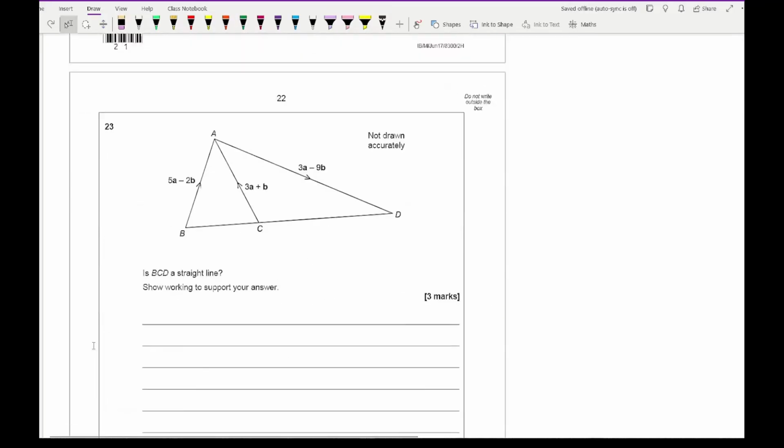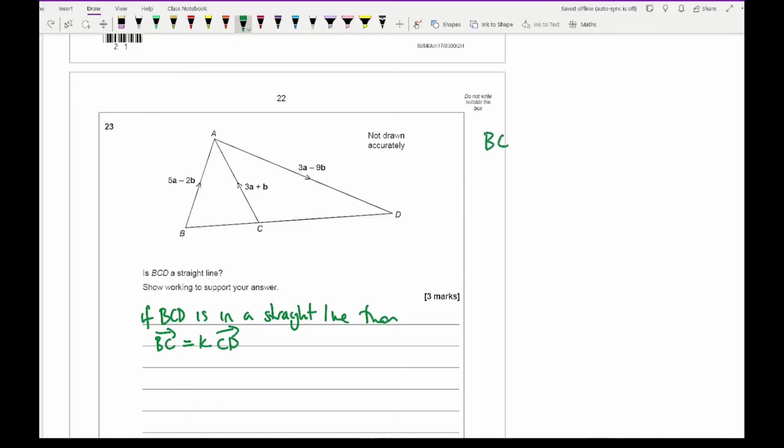Moving on to question 23, it says we've got a vector diagram. It says, is BCD in a straight line? So if BCD is in a straight line, then B to C equals K times C to D. It's either that B to C has got to be a factor or a multiple of C to D, and that's what I need to first find.